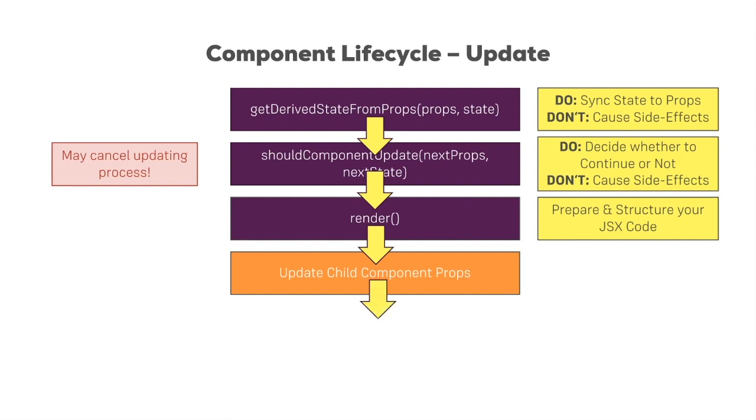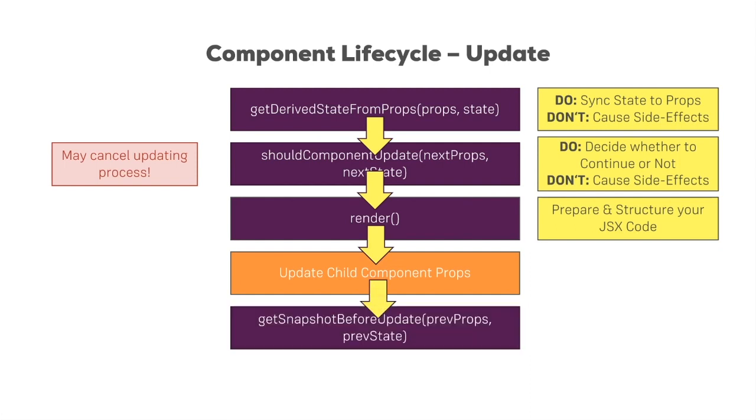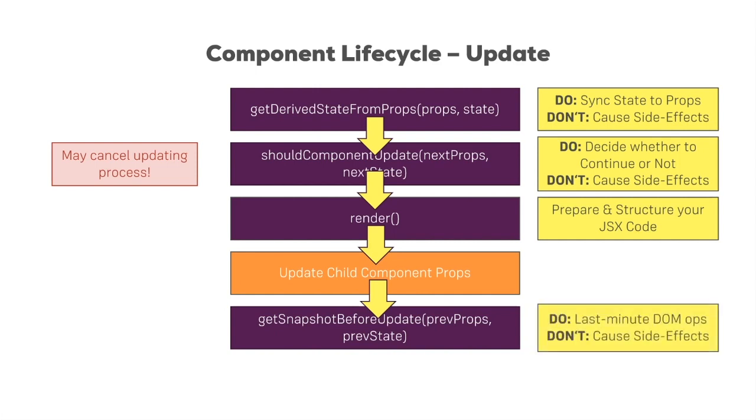Now after that, we reach getSnapshotBeforeUpdate. This is a lifecycle hook that takes the previous props and the previous state as input, and that actually returns a snapshot object which you can freely configure. And this also is a niche lifecycle hook which we'll not use too much. You use it for last-minute DOM operations, but with that I don't really mean changes to the DOM, but things like getting the current scrolling position of the user.